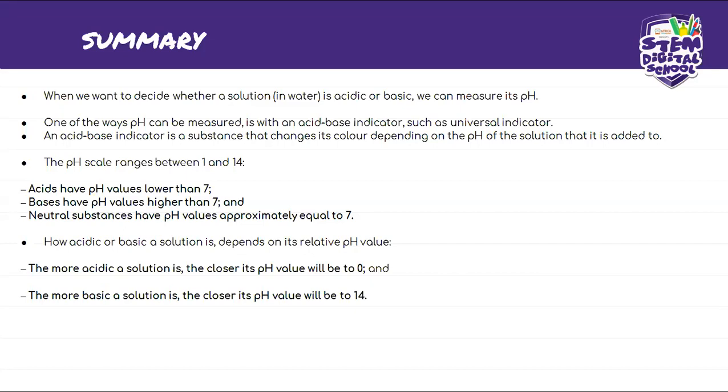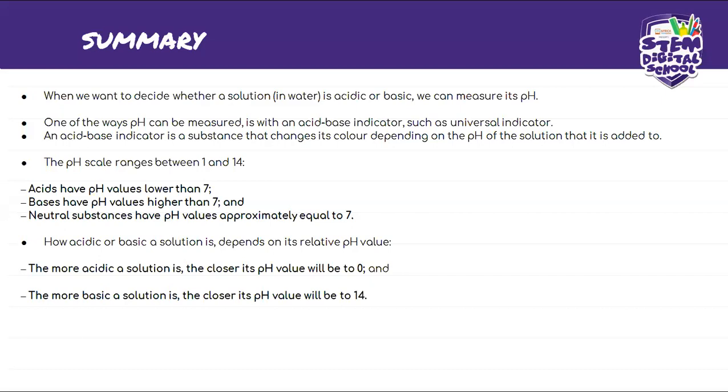So what it means is that red litmus paper will change to blue in a base, and blue litmus paper will change to red in an acid. Remember the pH scale ranges. An acid-base indicator is a substance that changes its color depending on the pH of the solution that is added to it. The pH scale ranges from 1 to 14.